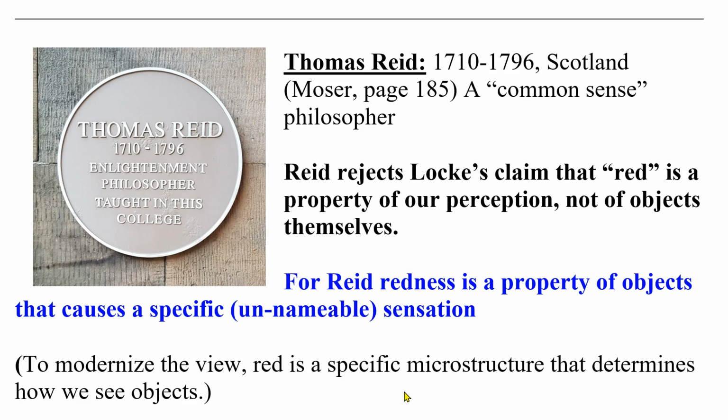If we were to modernize this view with language that wasn't available to Reid, maybe we would say something like, red is a specific microstructure or chemical combination which causes in us a certain representation. So interestingly, even Reid isn't quite willing to say that our minds represent the world exactly as it is, but in terms of gaining knowledge, he is able to say, when we have that sensation, we say that the world is red, and the world really is red. And so in that sense, he is a proponent of common sense.